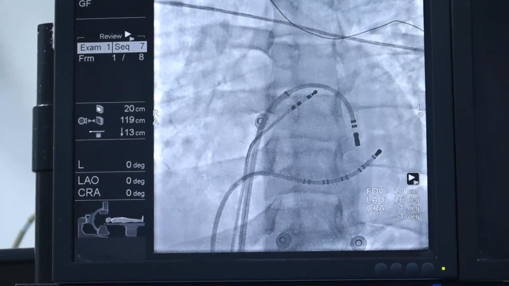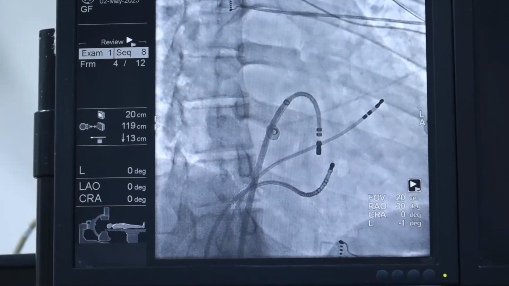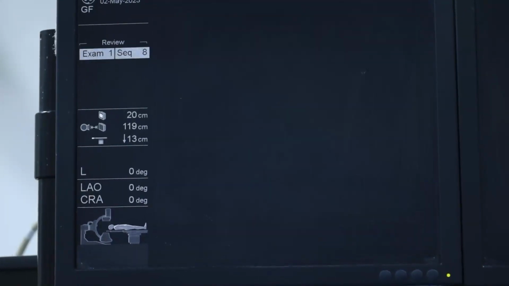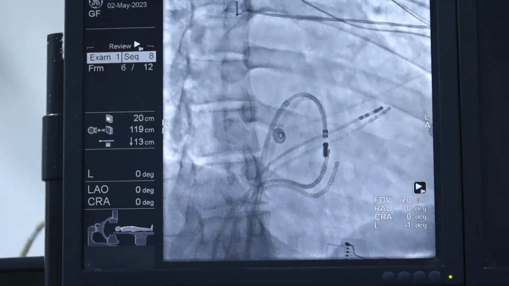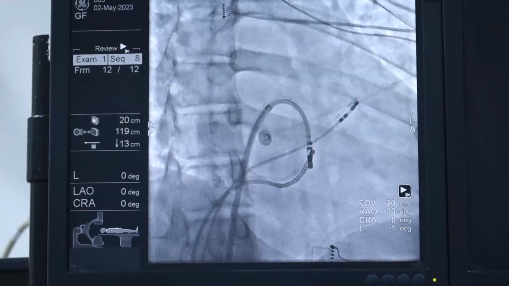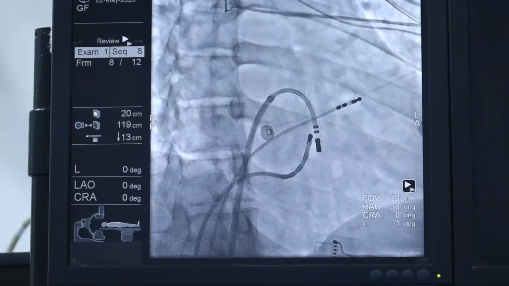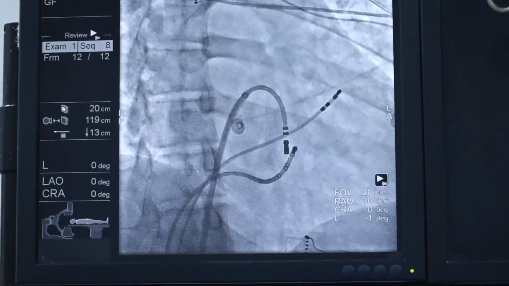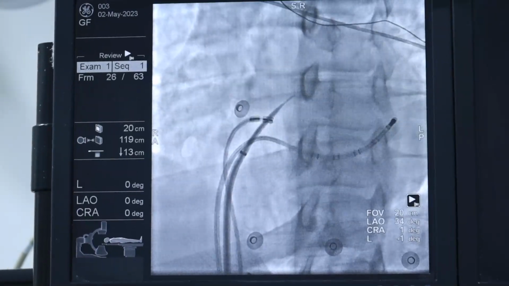This is during mapping again. This is the RAO view. It's more to the ventricular side than the annular side, which is okay if you get good contact, good site, and that's all.